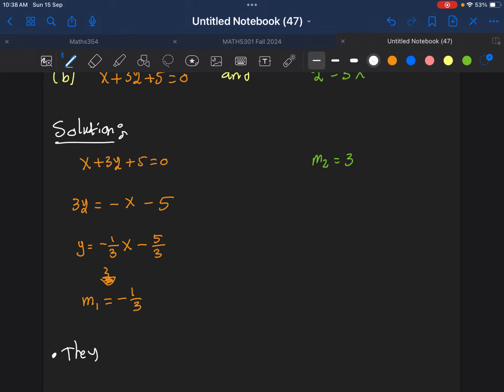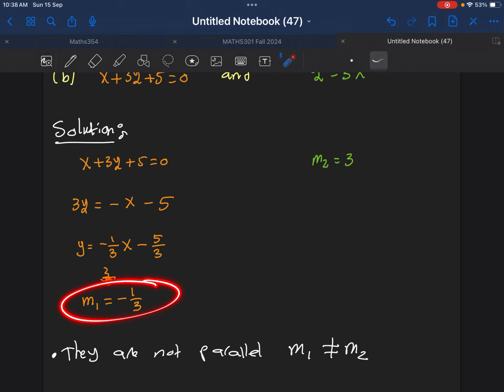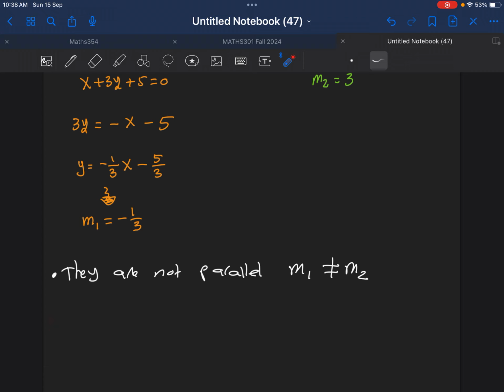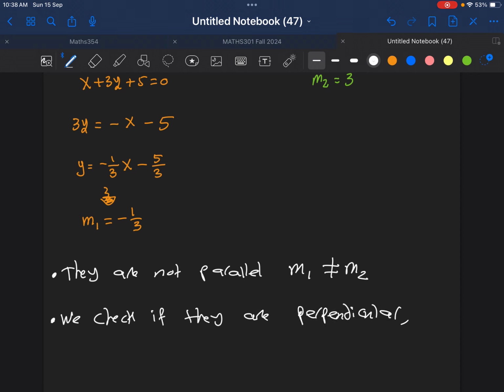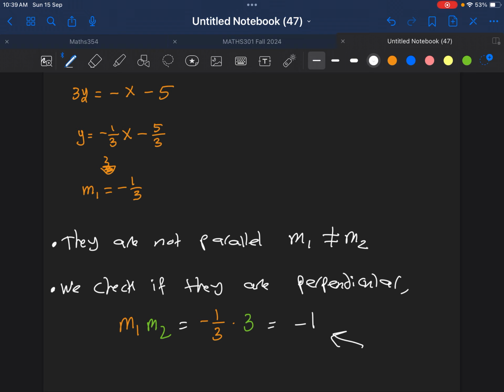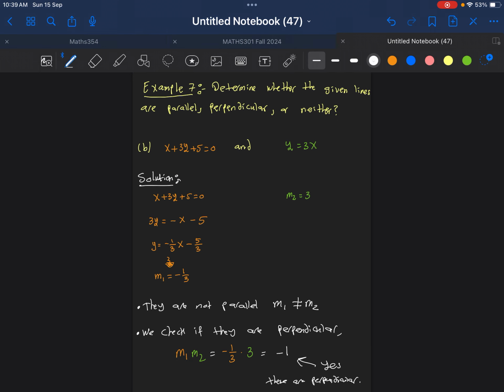Now, are they parallel? They are not parallel, because m1 is not equal to m2. You can see m2 is 3, and m1 is -1 over 3. Are they perpendicular? We check if they are perpendicular. How do we check that? We multiply m1 with m2. So this equals -1 over 3 times 3, and the answer is -1. So yes, these are perpendicular. And that's how we solve this question.